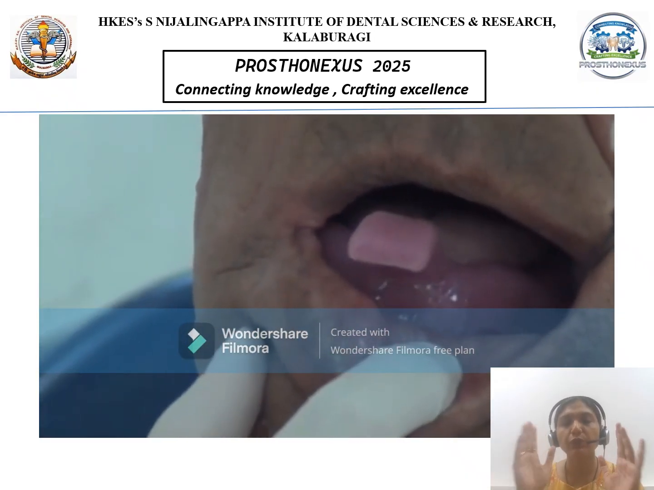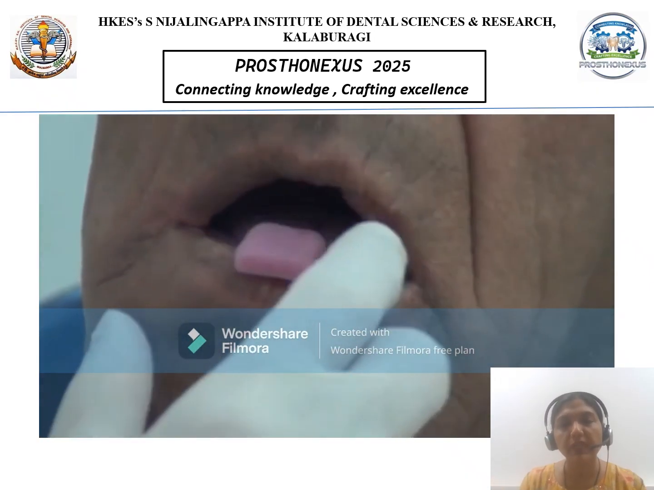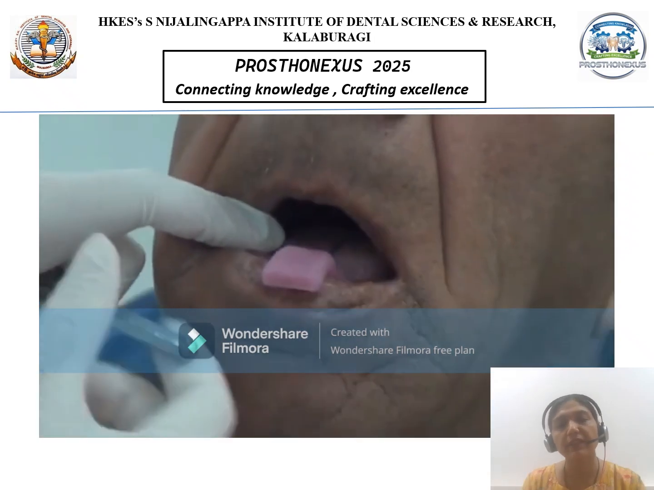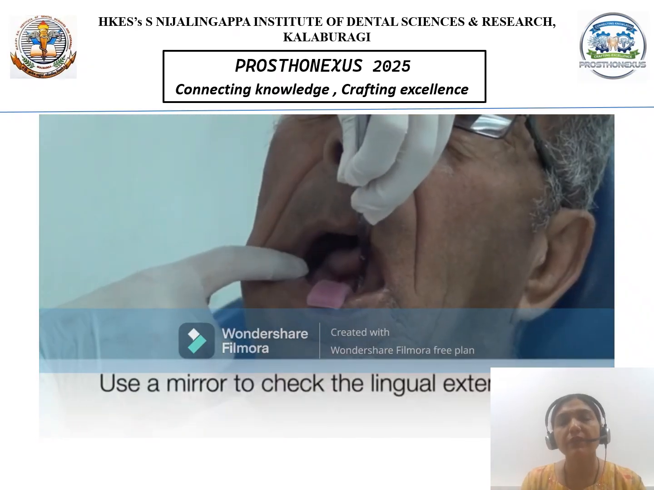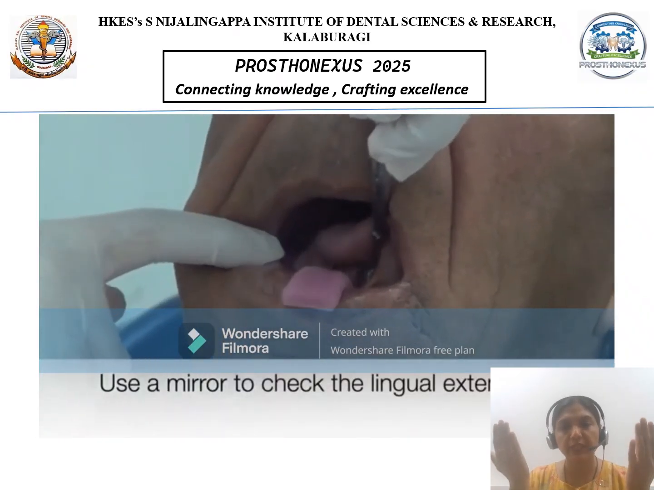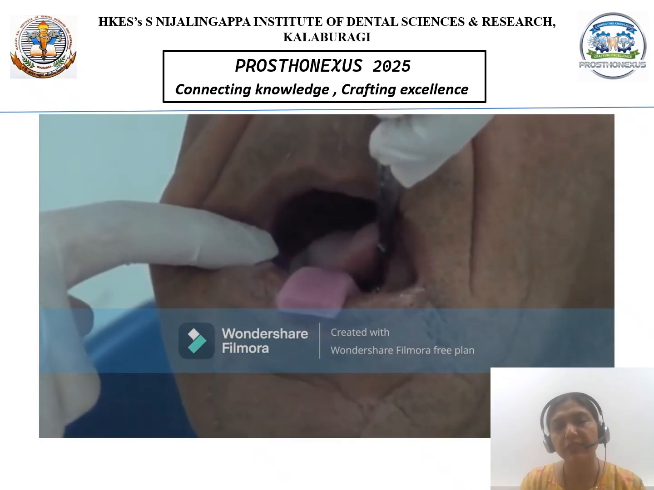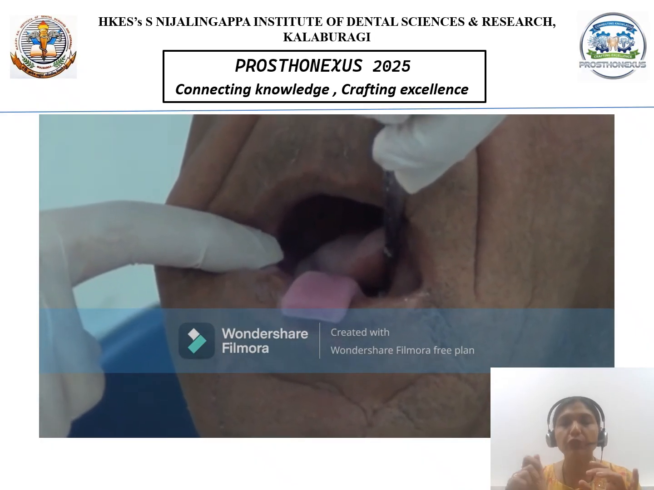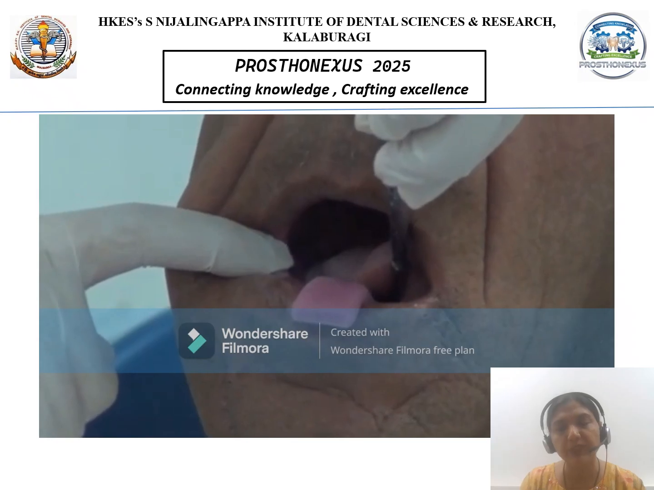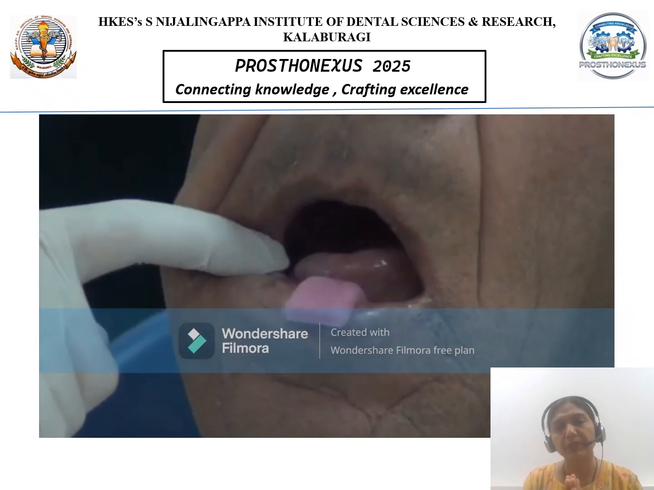overextended. You have to ask the patient to protrude the tongue and also move the right lateral and left lateral movement of the tongue. If at all vigorously the tray gets lifted up from that region, that means the tray is overextended. Then we have to trim that overextension and then proceed with a border molding procedure.